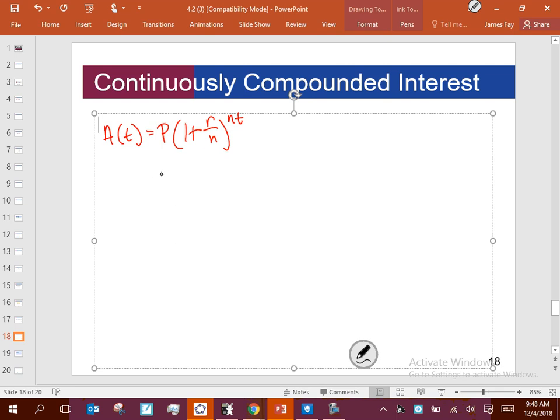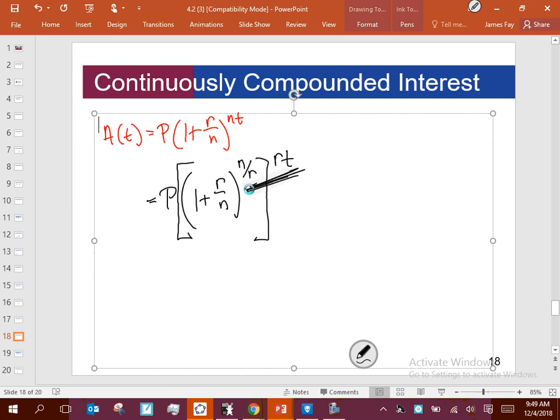I'm just going to do some manipulation here. I'm going to take this 1 plus r over n, and I'm going to rewrite it this way: (1 plus r over n) raised to the n over r, and then I'm going to raise that to the rt. Now my question is, is the red statement different from the black one, or the black one different from the red one? Your answer to that should be something algebraic. Your answer should be, well, what do I have here?